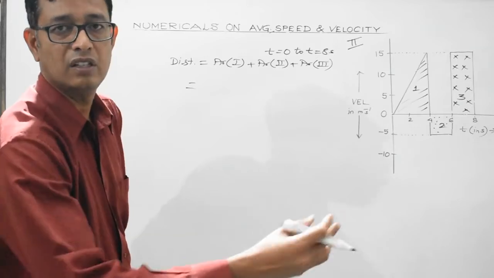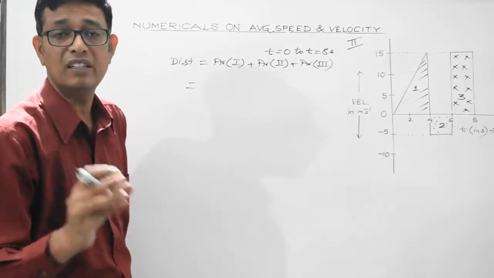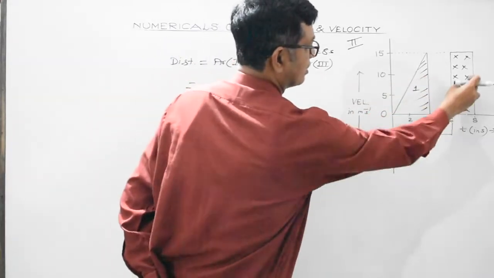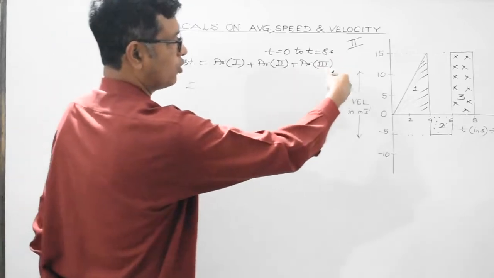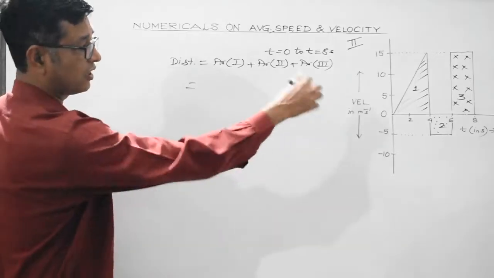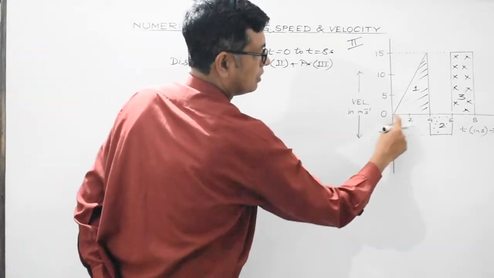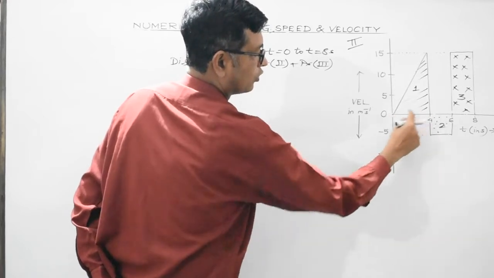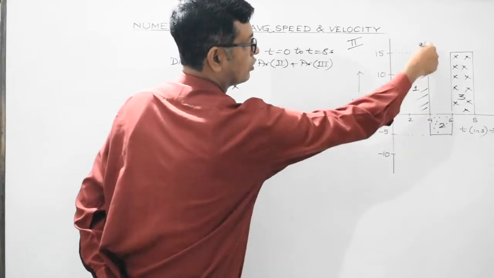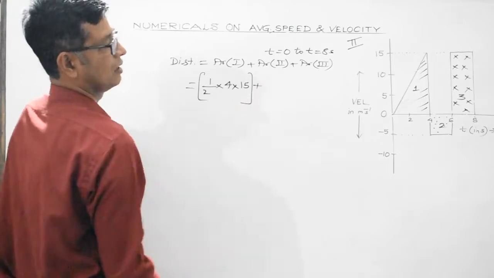No need for any sign convention over here, right? Simply we need to add up. Distance is the length of the actual path covered. So we simply need to add the areas. Area 1 plus area of second portion plus area of the third portion. What's the area of the first portion? It's a triangle. So it is half base 4 units. This is 0, this is 4. So it is 4 units. Multiplied by altitude. Altitude is this one. So it is 15 units. Right? Plus area of second.